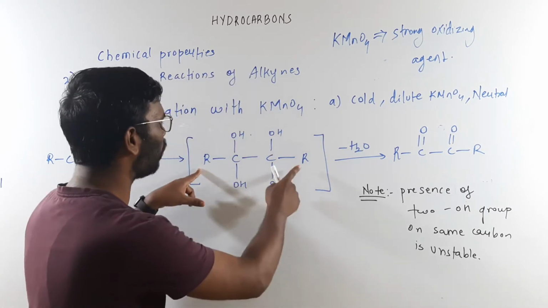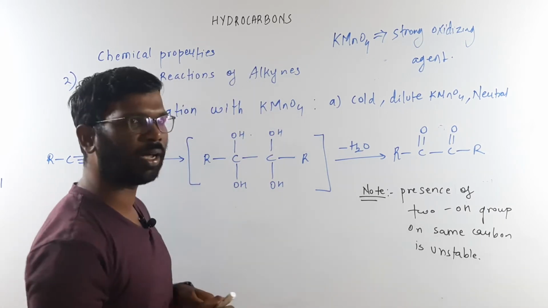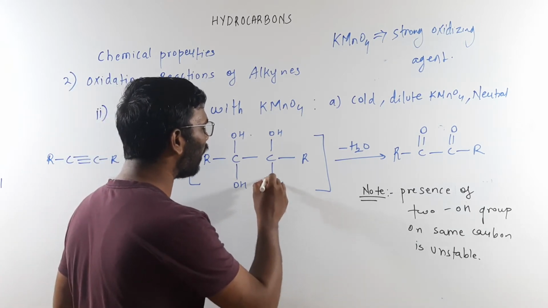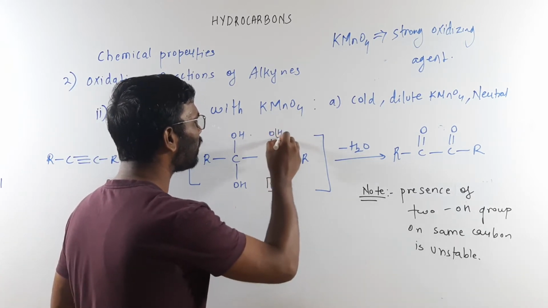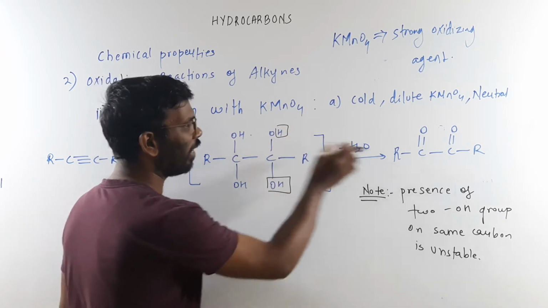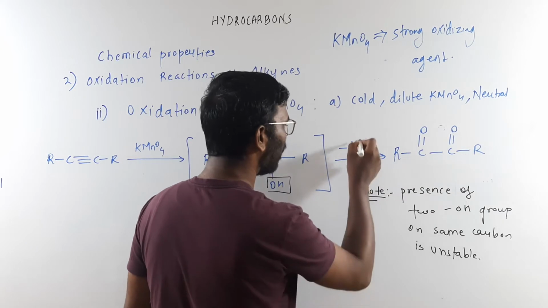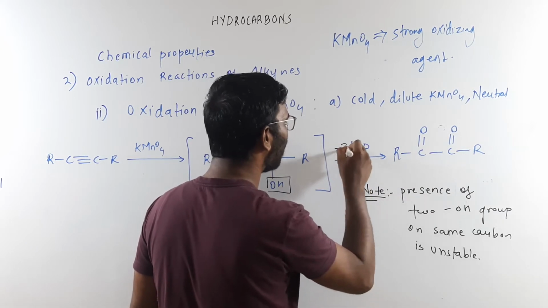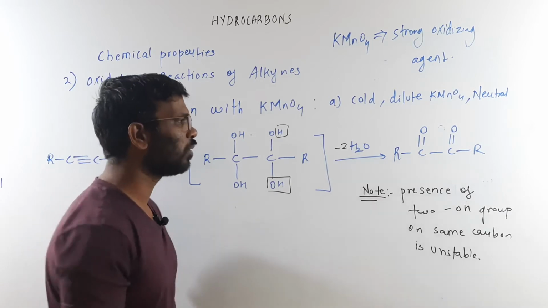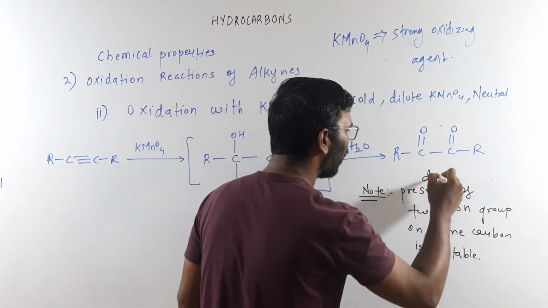In that case, here on both sides it is R. So it will dehydrate: this OH and this H will go, and there will be formation of the double bond. That's why you are getting a double-bonded oxygen, a ketone, and two molecules of water are lost. You are getting a diketone.